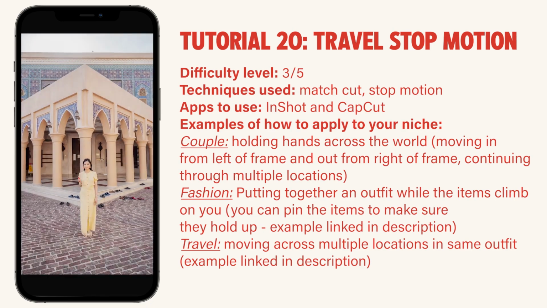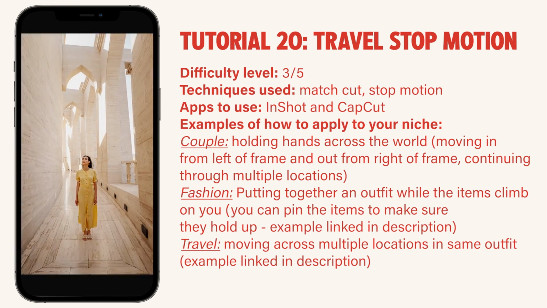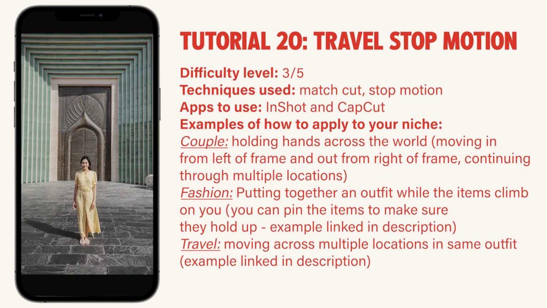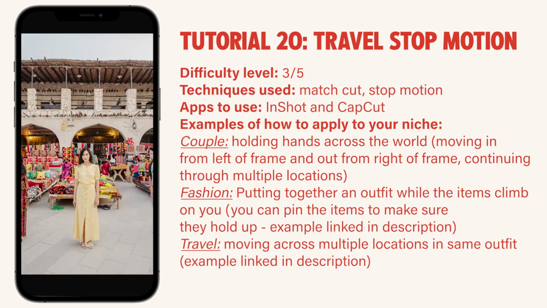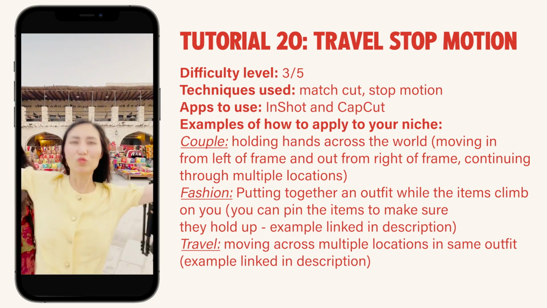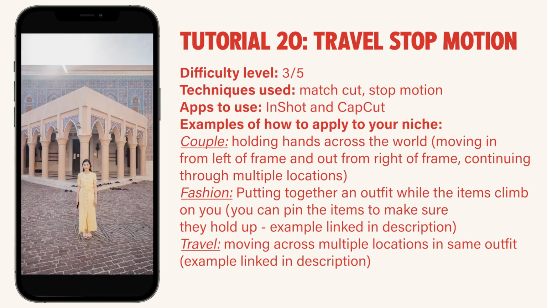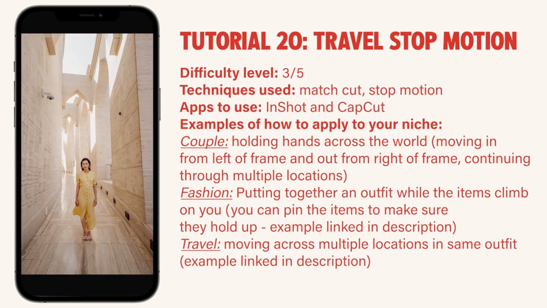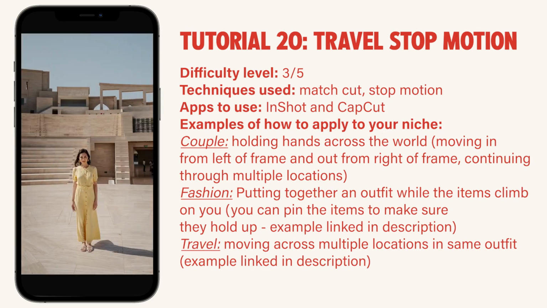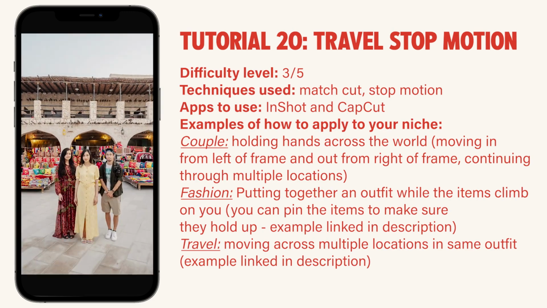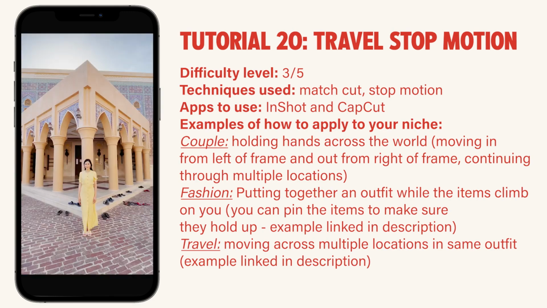The difficulty level is a 3 out of 5, although it could probably be easier if you're very familiar with match cut. It's just very tedious and time-consuming to match all of the frames up. The techniques used include match cut, obviously stop motion, and the apps that I'm going to use to demonstrate include InShot and CapCut. Here are some examples of how to apply this to your niche.